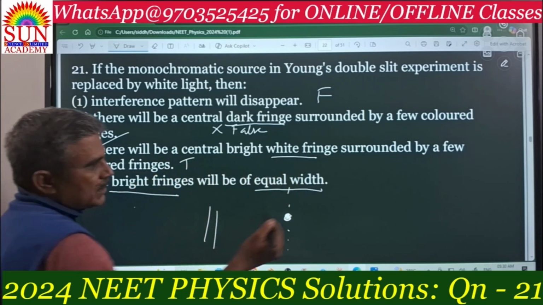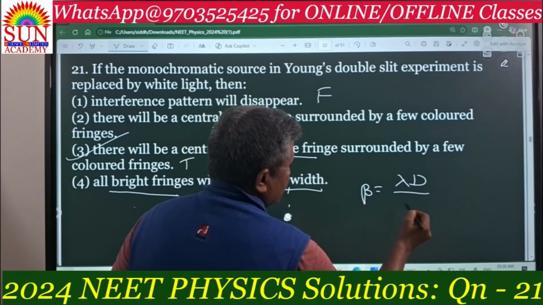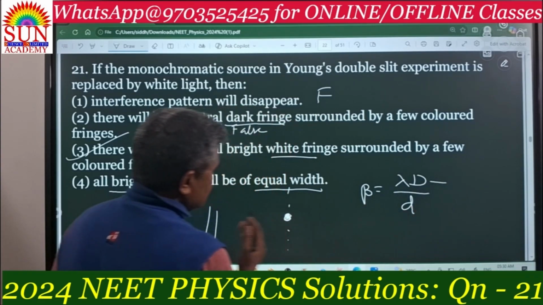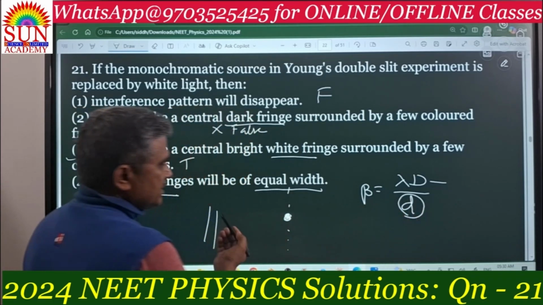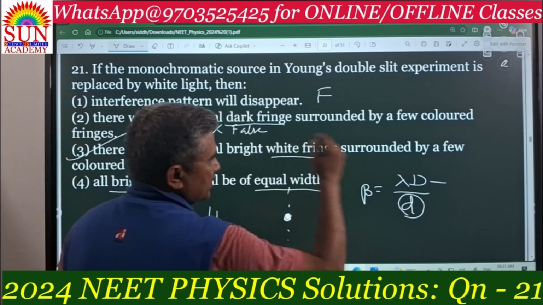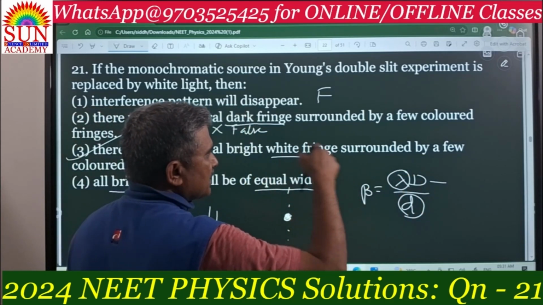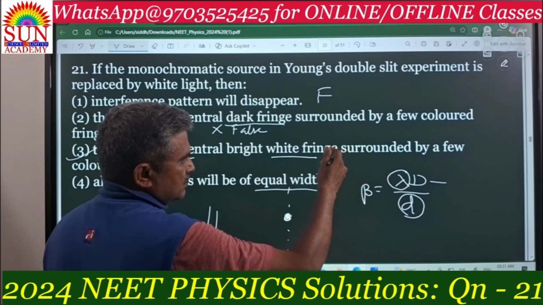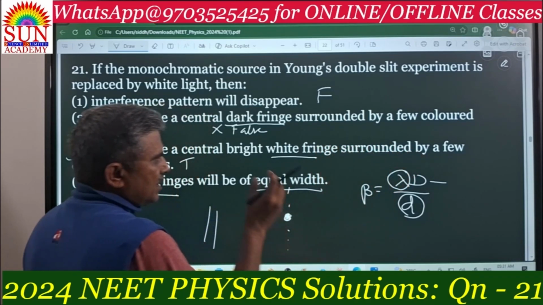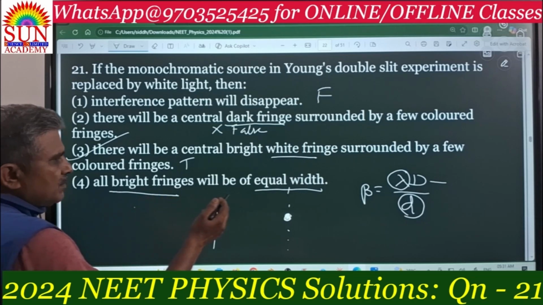Why? Because the fringe width beta depends on lambda D by d, where D is the distance between the slits and the screen and small d is the distance between the two slits. So it depends upon the wavelength. Different colors have different wavelengths, so you will get colored fringes when you go away from the center, but at the center you will have a bright one. So this is true.